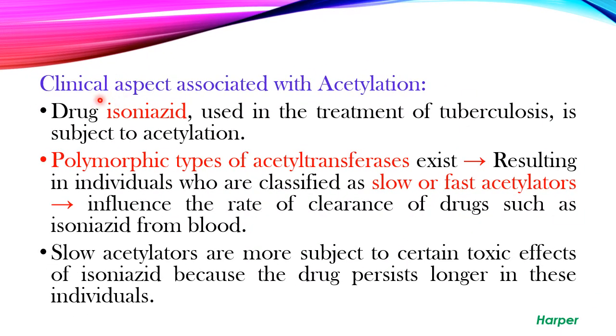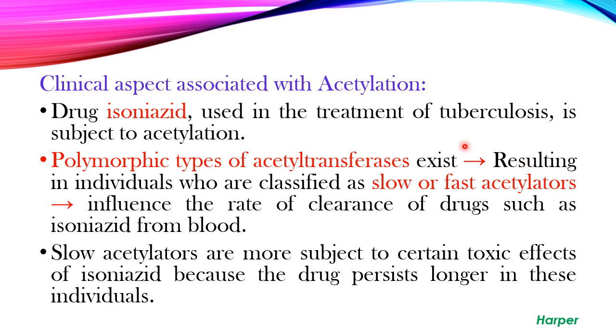Now we're going to see one of the important clinical aspects related to acetylation. There is a drug called isoniazid, and it is used for the treatment of tuberculosis. In the body, it undergoes acetylation in the liver with the help of acetyl transferase. But if there is any polymorphism in acetyl transferase, which means that the acetyl transferase is unable to perform its proper function because it has been genetically altered by polymorphism.